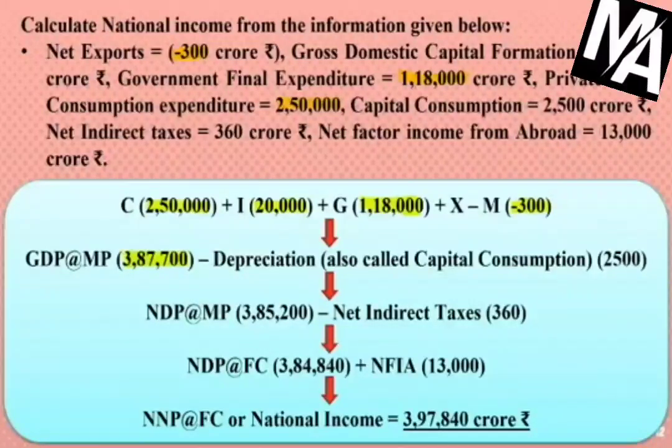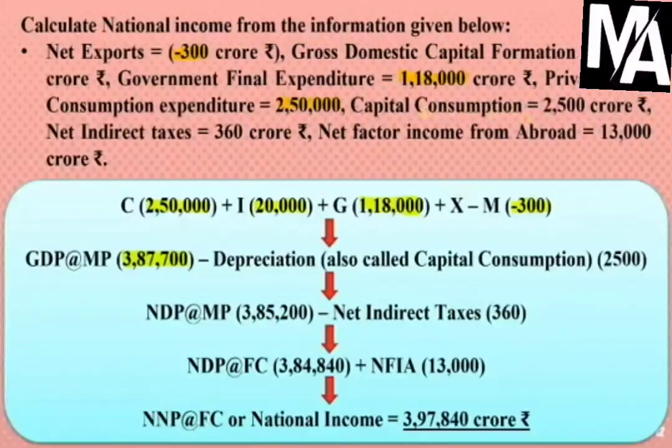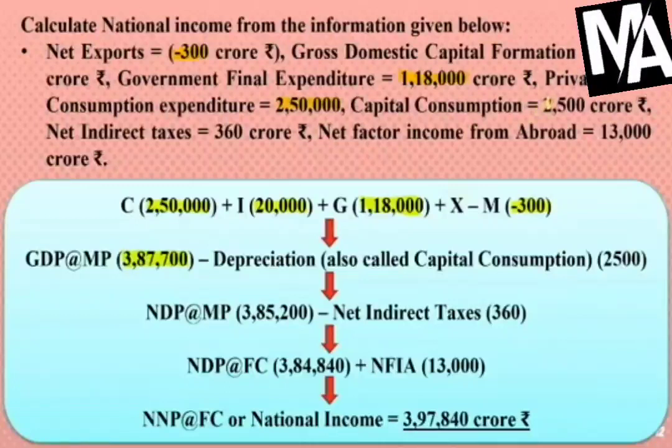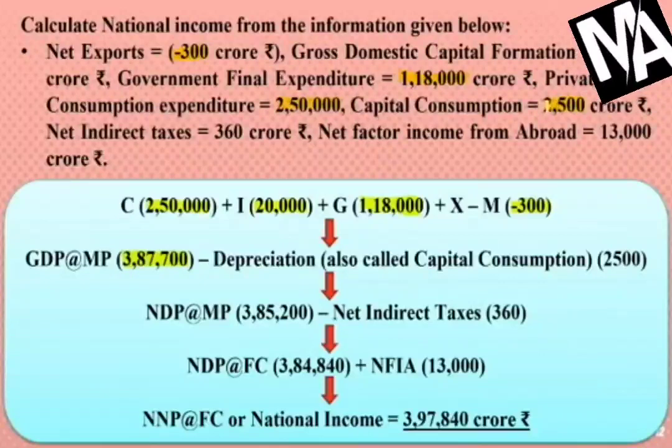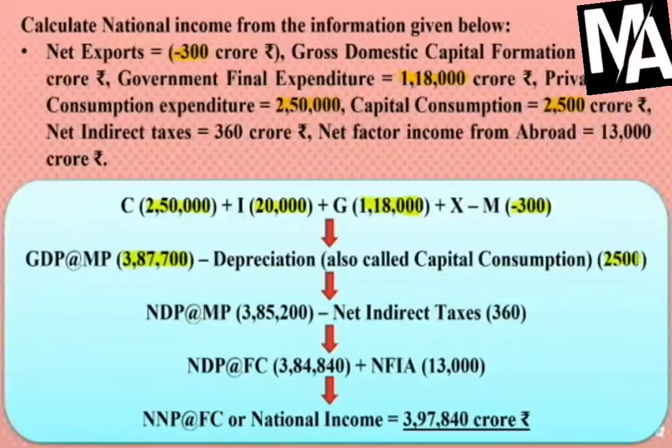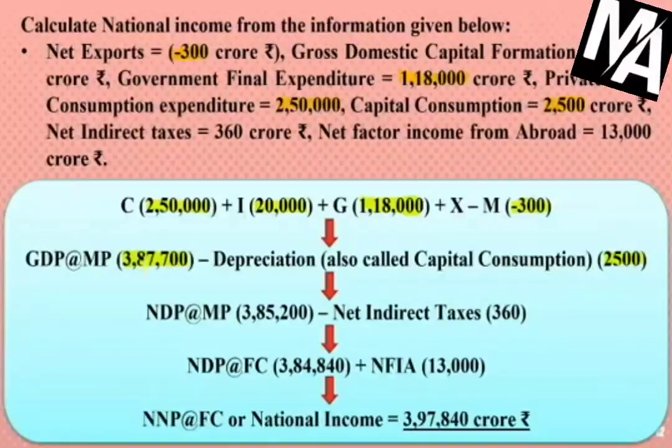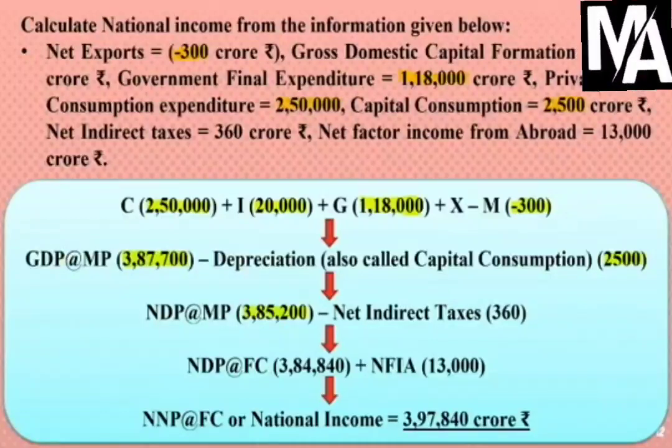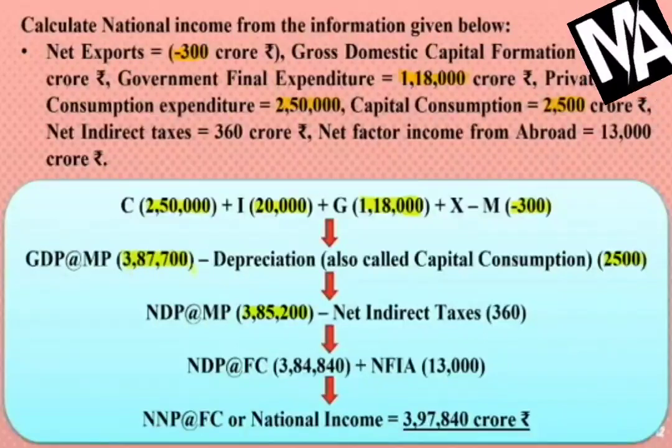The next step is minus depreciation, but if you see in this problem, it is written as capital consumption. If you can refer to the first video, depreciation is also called capital consumption. That's at 2,500 crore rupees, and that value will be written here. When you reduce depreciation from GDP at MP, anything gross minus depreciation is net. So you have NDP at MP, that is at 3,85,200, because we have reduced 2,500 from 3,87,700.